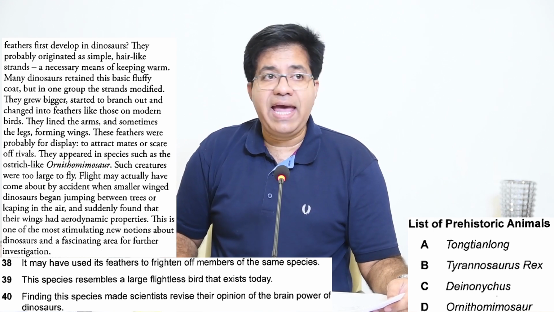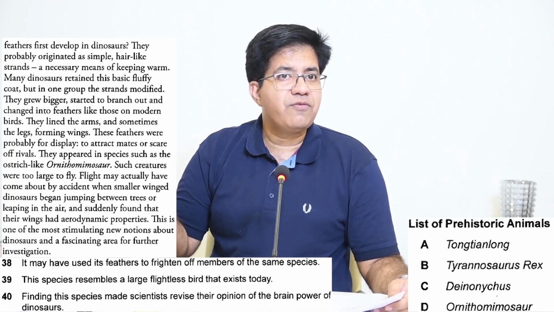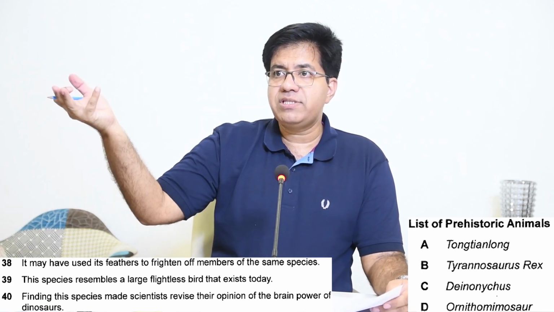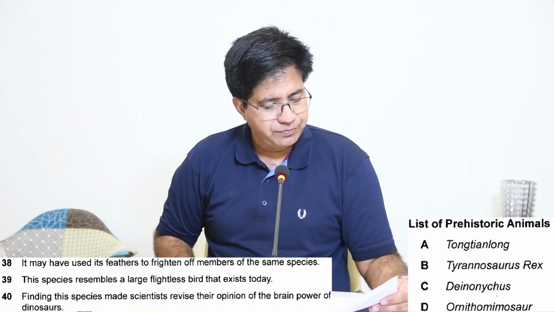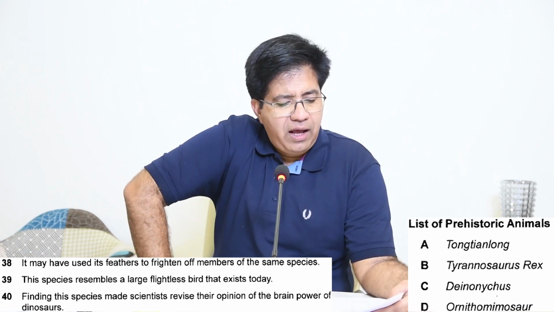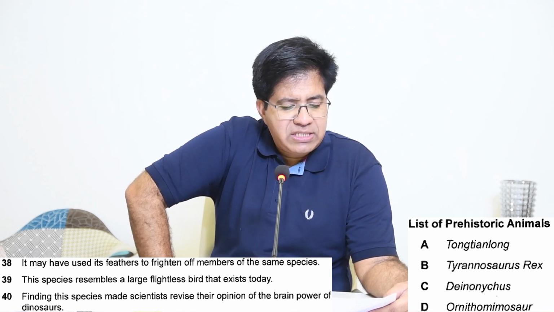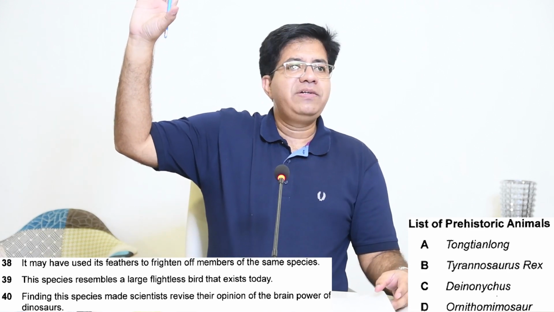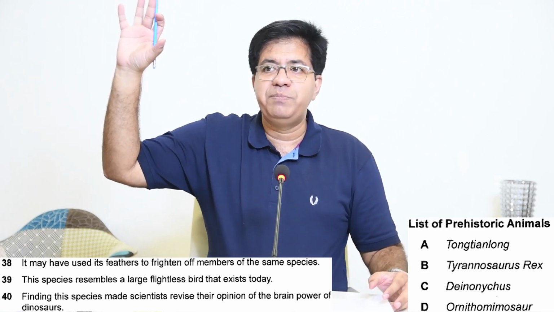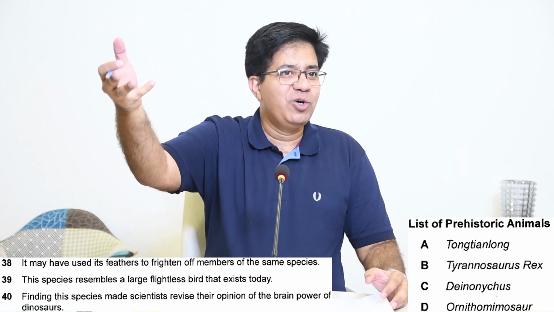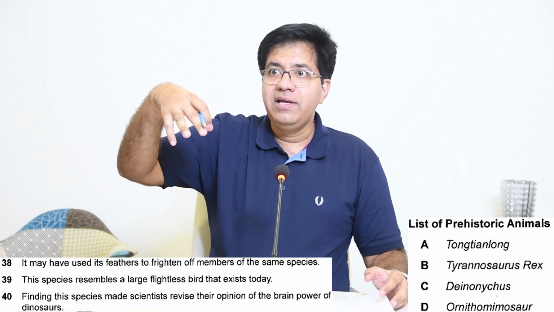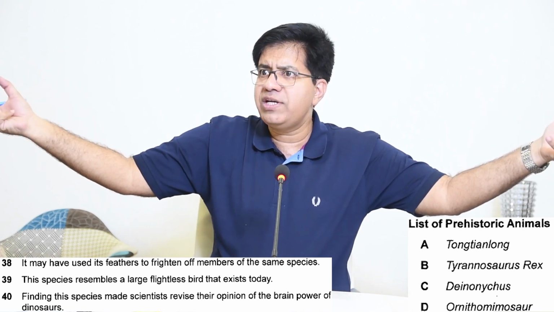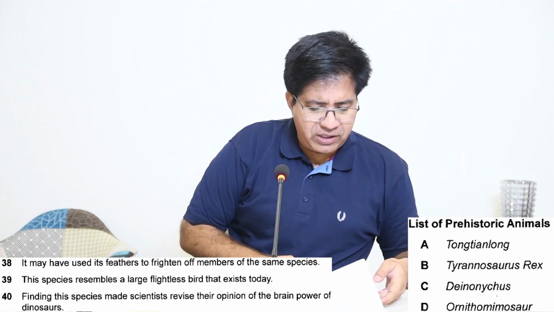Now we've done it through scanning. So this is a quicker way, but otherwise you will have to read all the options. So if questions are fewer and options are more, then you can use this one. Question number 39. This species resembles a large flightless bird. Look at me. Tell me the name of one large flightless bird. Ostrich. Okay, so for a large flightless bird, they may use the words big hen, big chicken, big ostrich. Ostrich is one of the birds that cannot fly. Look for the word ostrich.